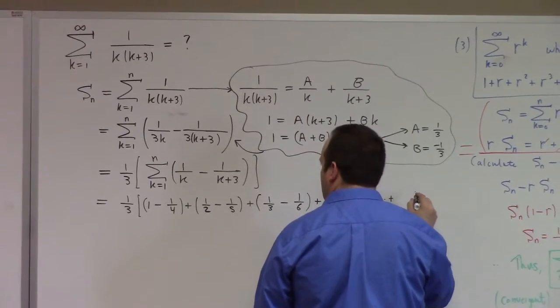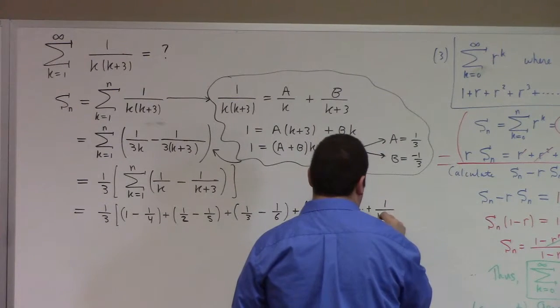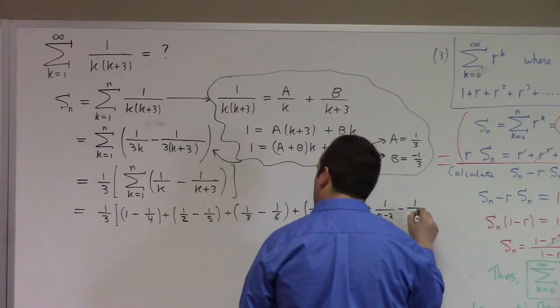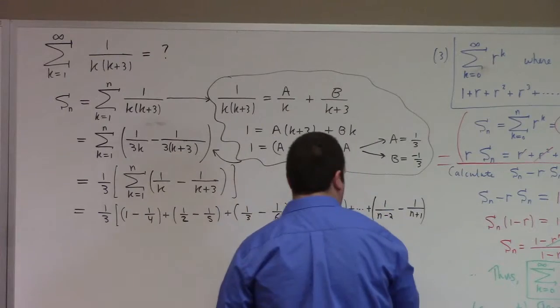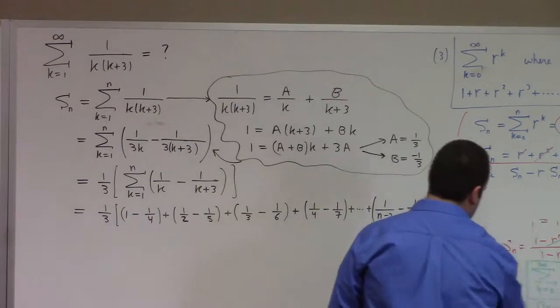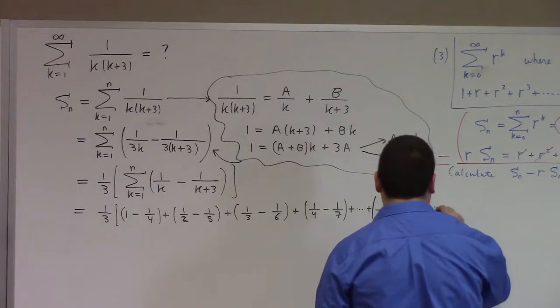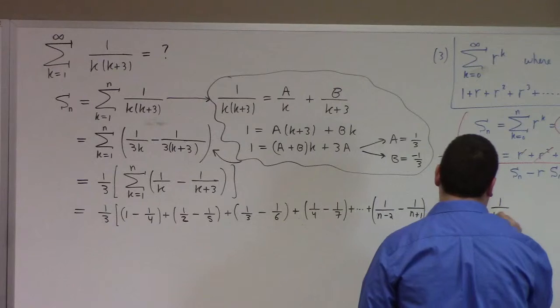I'm not sure how many I need to write here. Let me be a little bit cautious. I'll do k equals n minus 2. 1/(n minus 2) minus what? 1/n, plus 1.